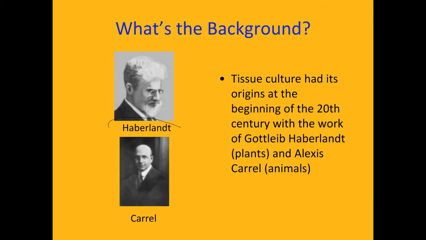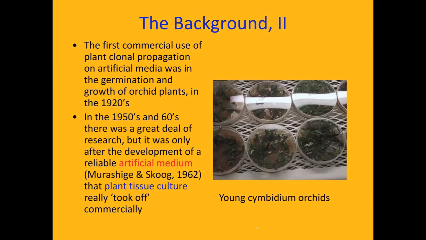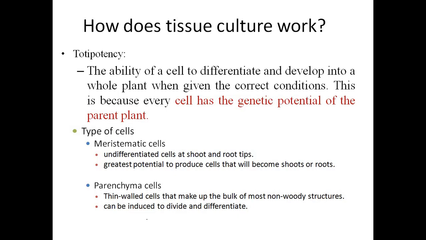Haberlandt first succeeded in tissue culture in plants, and Alexis Carrel in animals. But commercially, tissue culture succeeded in the orchid plants. Here in these petri dishes you can observe young Cymbidium orchids in culture, but the artificial medium of MS, that is Murashige and Skoog, really took off tissue culture commercially.